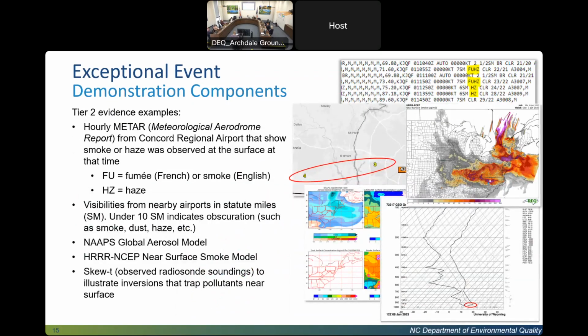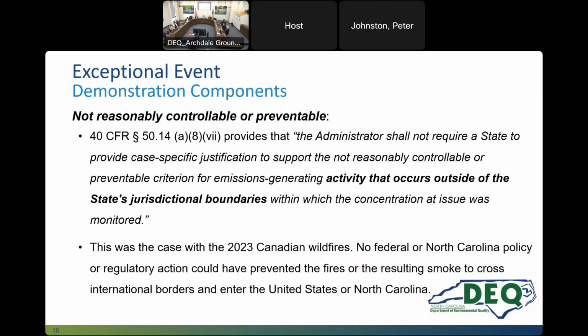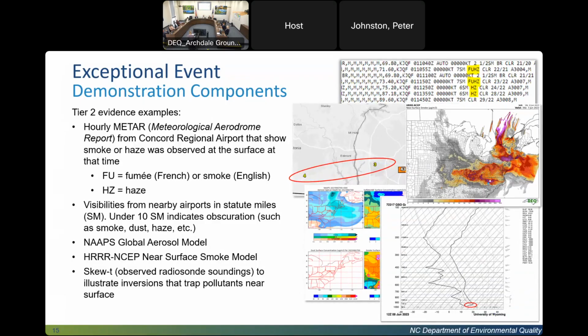And for the tier 2 days, we had to provide more data to add to the weight of evidence. For that, we included things like other smoke and aerosol models that are available, visibility reports from airports, as well as radiosonde soundings, from weather balloons, to show instances when temperature inversions set up, which acted to trap the pollution at the surface. So that was the case for a few of the days.